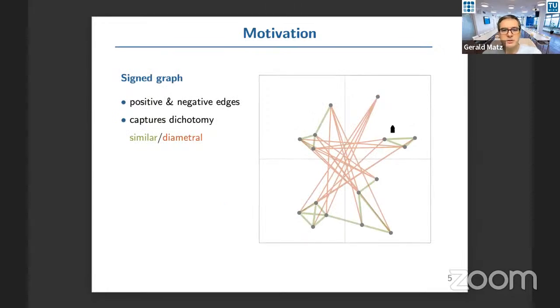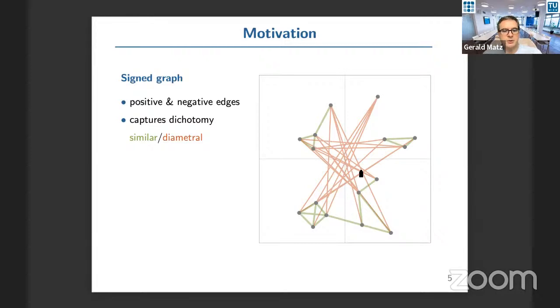So here what we do is, on top of the positive edges that capture similar data points, we put negative edges, which here are now shown in red. And those are the ones that connect points that have diametral or opposite coordinates, right? So this is already strengthening the insights that we can get.